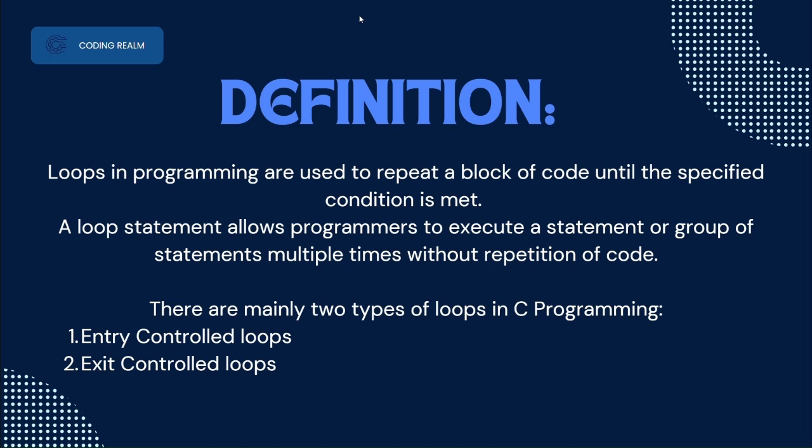Definition: what is a loop? Loops in programming are used to repeat a block of code until the specified condition is met. A loop statement allows programmers to execute a statement or group of statements multiple times without repetition of code.